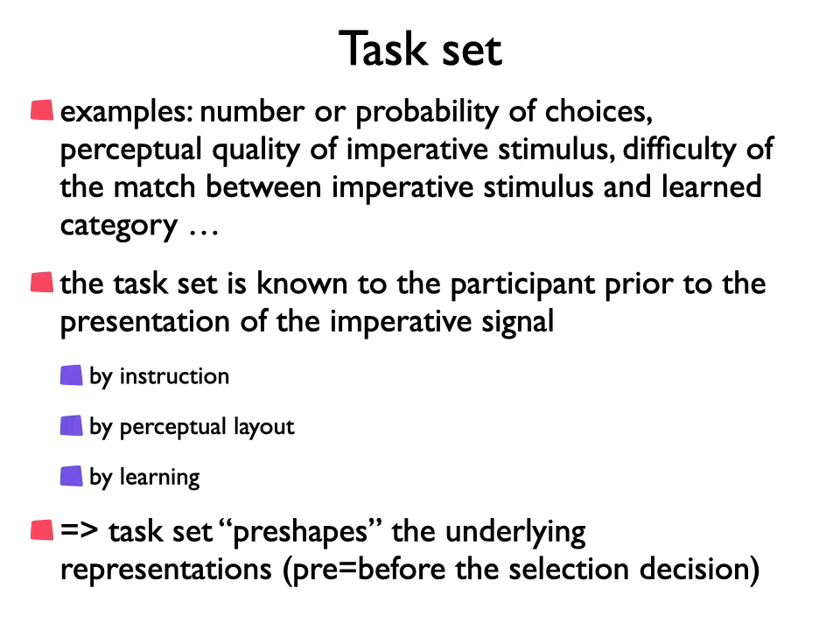The task set is known to the participant before you present the imperative signal, for instance, by instruction, or because there's a perceptual layout. There are 5 buttons, so it's going to be one of those 5 buttons you have to press. Or more commonly, for instance, in a lot of animal experiments, by learning, by having experience across trials, the sort of things that can happen. And because it has this temporal order, we talk about it as pre-shaping the underlying representations, and the pre refers to before the selection decision is made or initiated.